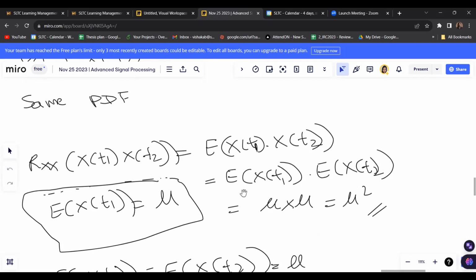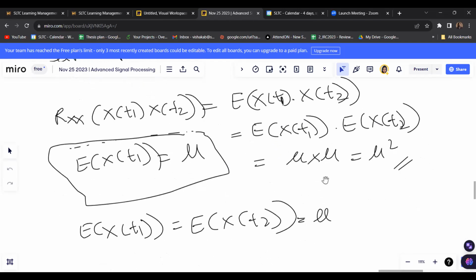Thirdly, since the process is identically distributed, the mean value mu at each time instance is equal. So the autocorrelation function will be mu times mu, because X(t1)'s expectation value is mu and X(t2)'s expectation value is mu. Mu times mu equals mu squared, which means the autocorrelation function will be mu squared.